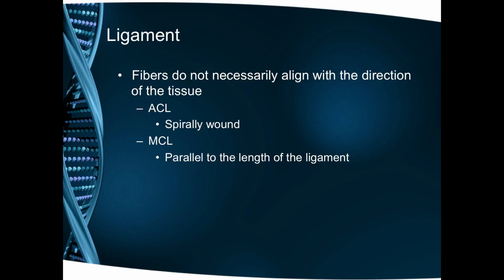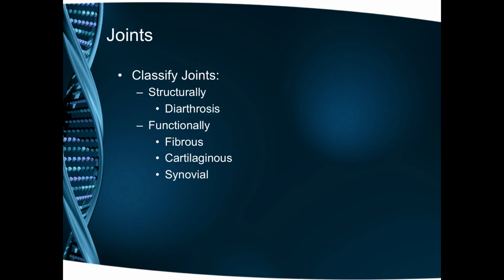But if you also take a string and twist it around, if you untwist that string, it will eventually stop as well. So the spirally wound orientation of the fibers in the ACL allow for the ACL to not only resist anterior translation, but also rotation of the tibia medially. So it's important to consider that ligament fiber alignment does not necessarily align with the tissue, but it does align with the direction of the motion that the ligament is intended to resist.